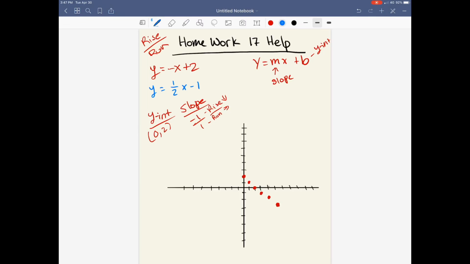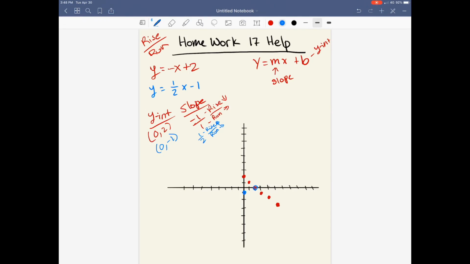Now we're going to do line 2, where the y-intercept is 0, negative 1, and the slope is 1 over 2. This one is a little bit easier to see because it's already in fraction form. So it's a rise over run, and since they're both positive, we've got up and to the right. We start at 0, negative 1. And we're going to go up 1 over 2. And already we are at our point.